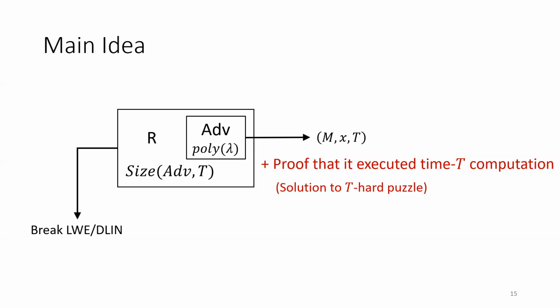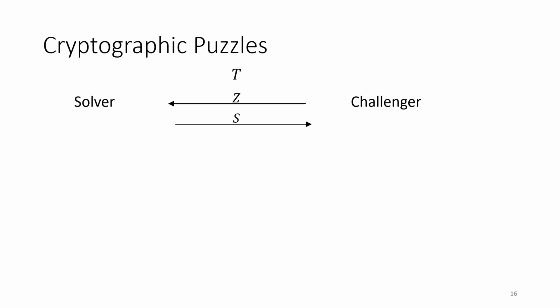And now, before I tell you about our construction, first I want to tell you about the cryptographic puzzles that we use. So when we talk about cryptographic puzzles, we think of some difficulty parameter t, and the solver and the challenger. The challenger samples a puzzle instance z, and the solver solves it and sends the solution. And now the challenger can verify if the solution is indeed the right solution.